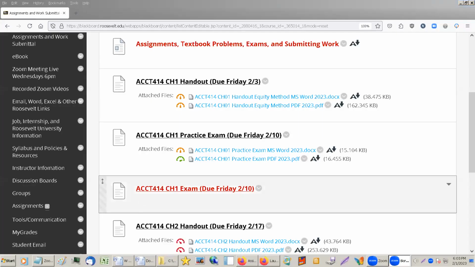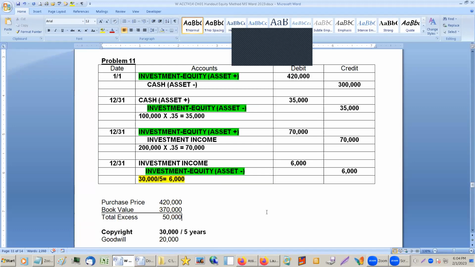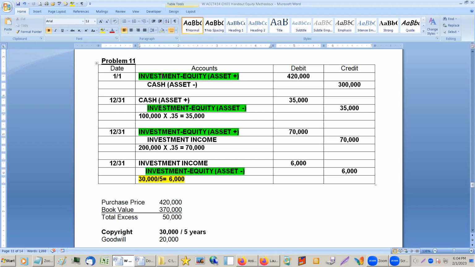Okay, so let's see here. This is what you should have gotten, I believe anyway, unless I did it wrong, which is possible. This is the solution to problem 11. And when I did this last time, I was telling you the interesting thing about the equity method is that the investment account is in every single journal entry. So every single journal entry has the investment account. Any question on that? Okay.